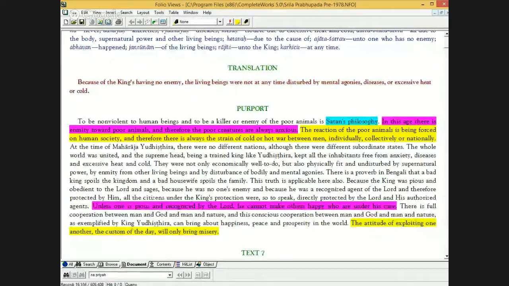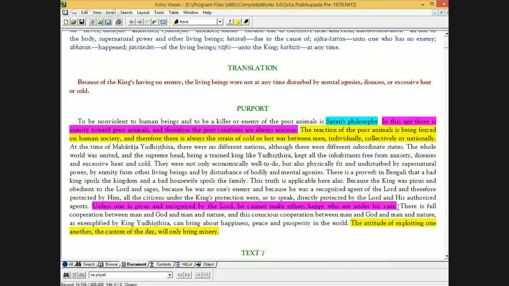So Prabhupada says there, inauspicious acts spoil the whole; you may bring inauspiciousness to the whole city. Unless one is pious, and this is a very famous line, unless one is pious and recognized by the Lord, he cannot make others happy who are under his care.